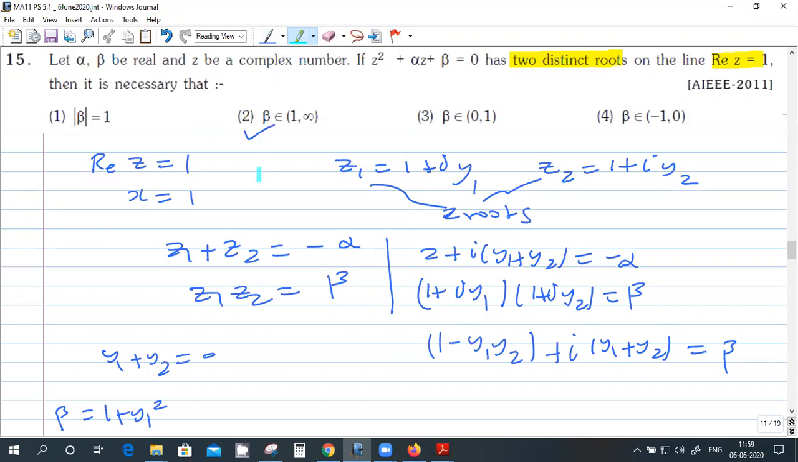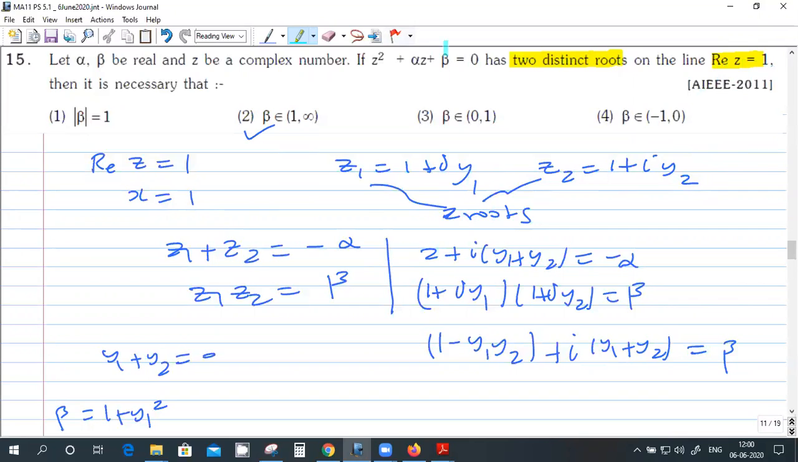Yes, sir. He's saying the roots are on this line, real part of z equal to 1. So then the roots are 1 plus i y1 and 1 plus i y2. That is the concept of roots, because the real part of the roots is 1. In general, you can take roots as x1 plus i y1 and x2 plus i y2. And he has given that the real part of the roots is 1. So I just put 1 for the real part. So these are the two roots.